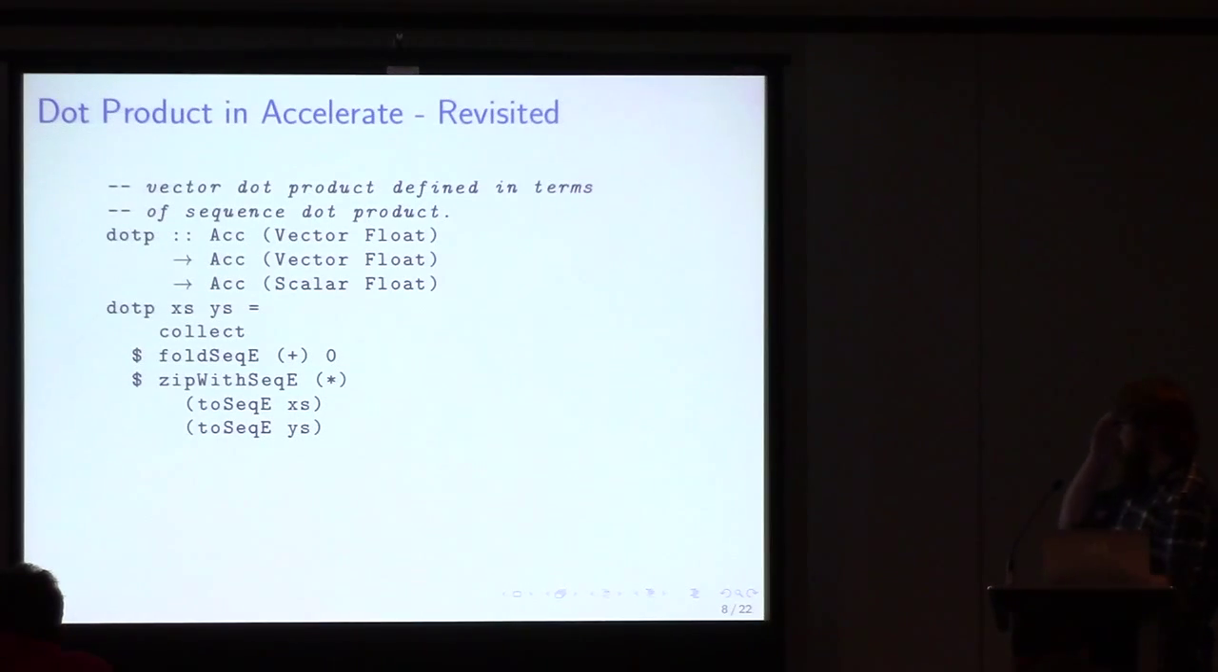Okay, so using these new operators, we can redefine dot product in terms of sequence dot product, like this. So now we still take 2 input vectors in Acc, and the first thing we do is to sequence them, and then we use these sequence combinators, and then finally we collect the result in the end.